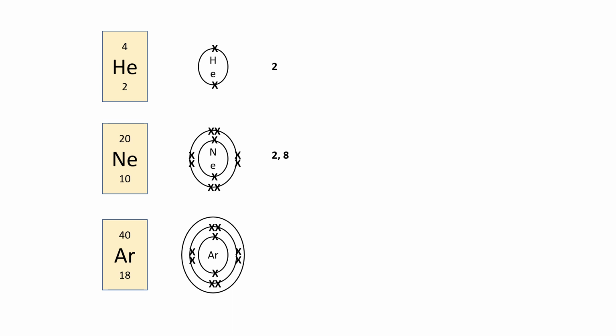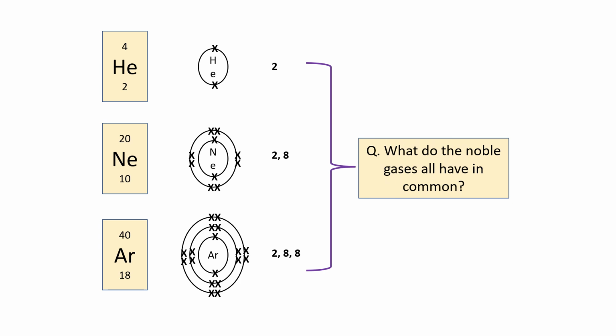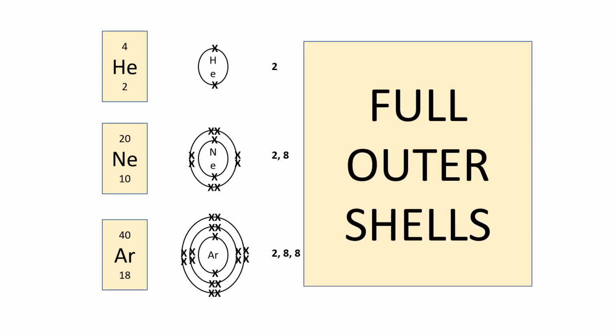Now, unlike all the other groups, they do not have the same number of electrons in the outer shell. However, they do have something in common. Can you spot it? That's right, they have full outer shells. And this is really important because it influences their chemical properties.